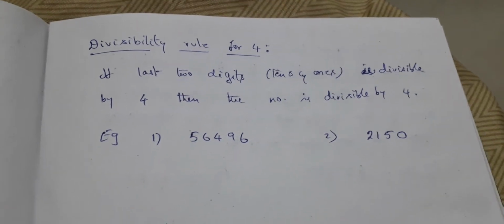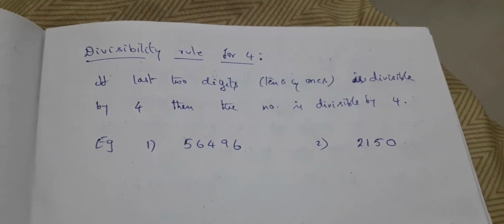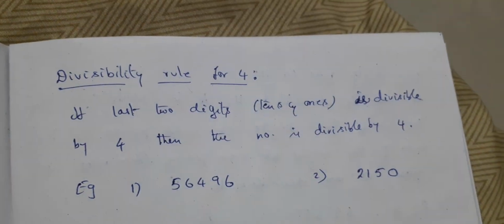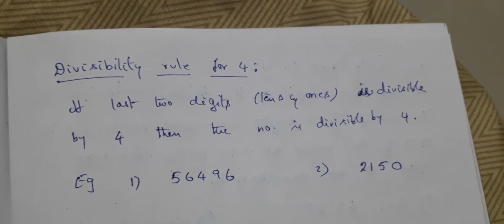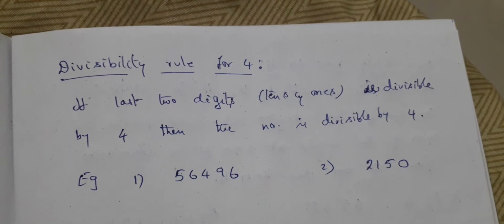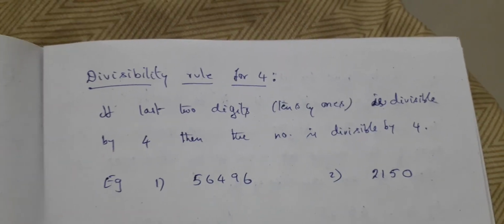So first one, divisibility rule for 4, right. What is the rule? So let us read out. If the last 2 digits, meaning tens and ones place, form a number, and that number is divisible by 4, then the number is divisible by 4. Let us see the example here.